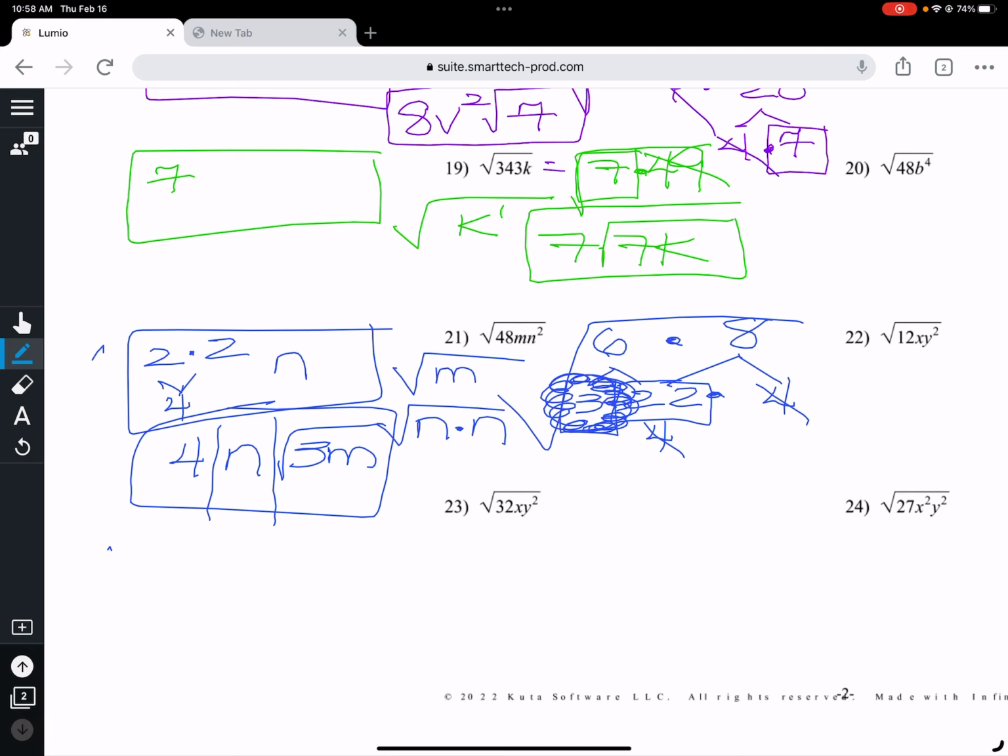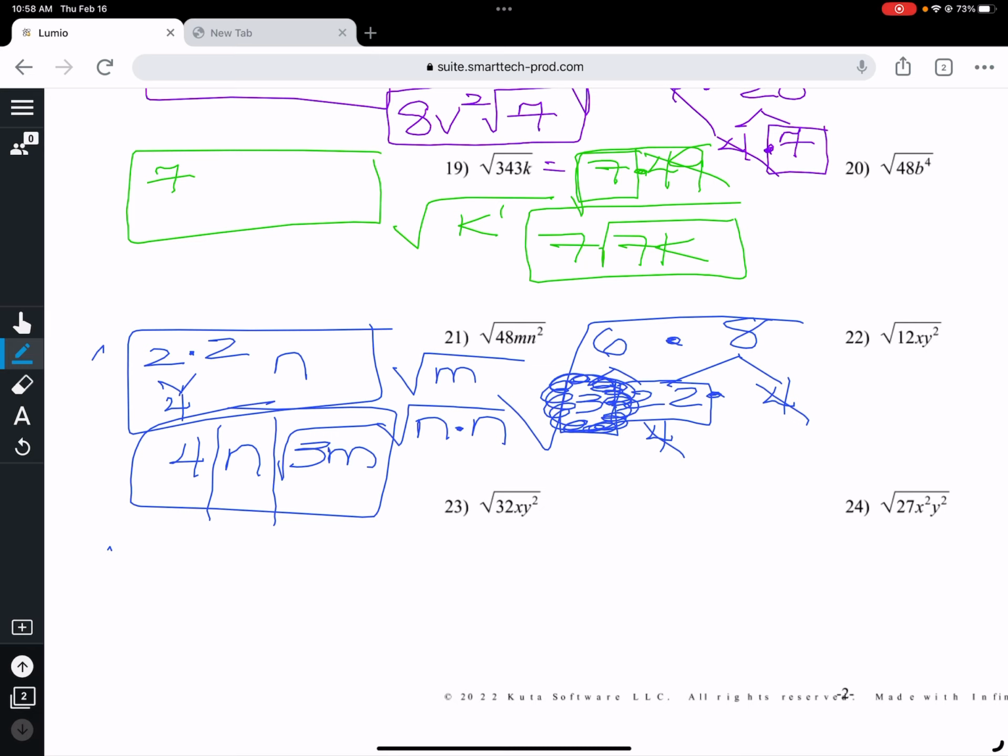So anytime you move a variable that's squared to the outside, or an even exponent becomes an odd, you've got to put the absolute value. Like radical of x to the 6th would become x cubed, but you'd put it as an absolute value.